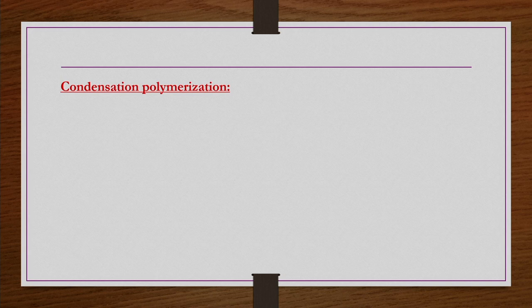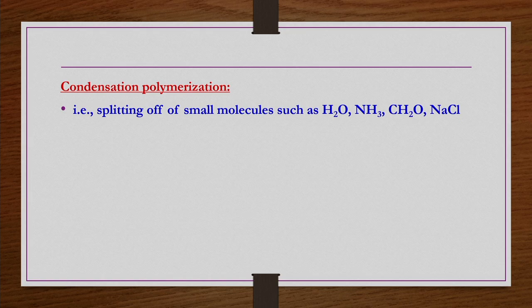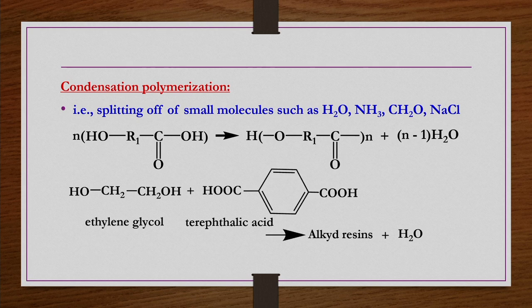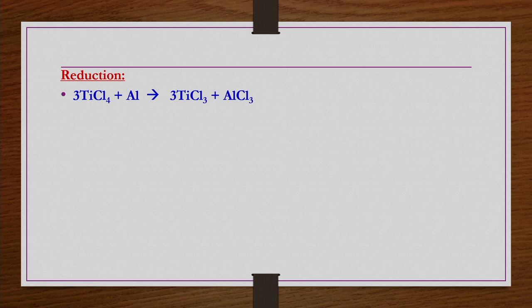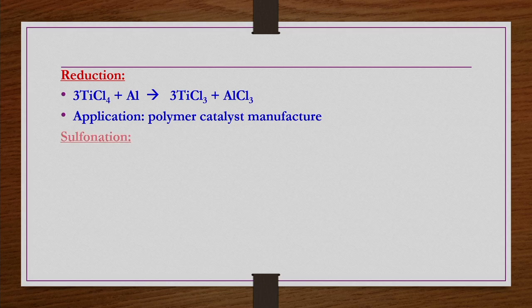Then condensation polymerization is nothing but splitting off of small molecules such as H2O, NH3, CH2O, NaCl, etc. For example, you have ethylene glycol and tartaric acid, if you react them together, then you can get alkyd resins and then water. So these are very common in petroleum, plastics industries, synthetic fiber production, etc. Then reduction reactions, one example is given here. 3TiCl4 plus Al gives 3TiCl3 plus AlCl3, which is a reduction reaction. Polymer catalyst manufacture, because these are often used as a catalyst in polymeric industries.